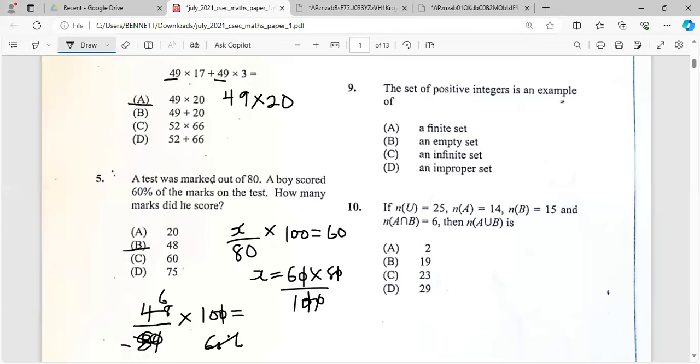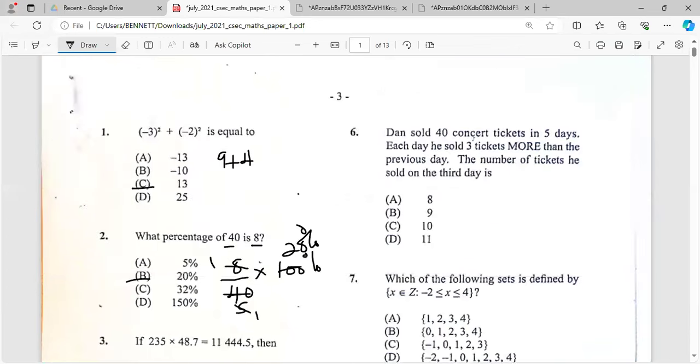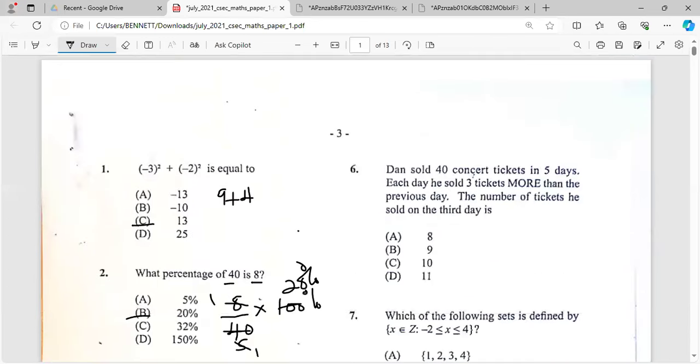All right, let's look at number 6 now. It says that Dan sold 40 concert tickets in 5 days. Each day he sold 3 tickets more than the previous day. The number of tickets sold on the third day is. So first we need to find out how many were sold on the first day.